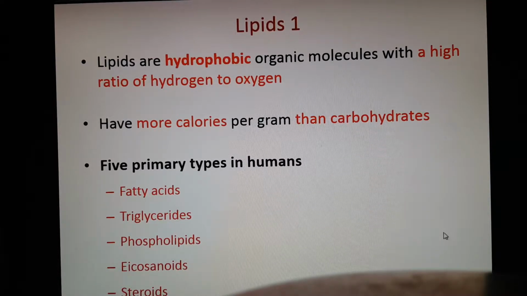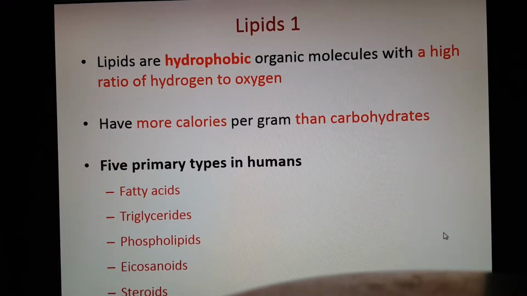Okay, so moving on to our lipid molecules. Our lipids are hydrophobic. They have a high ratio of hydrogen to oxygen in their structures. They also have more calories per gram than carbohydrates, so it makes them a more energy efficient molecule for breaking down to get the energy that our body needs.